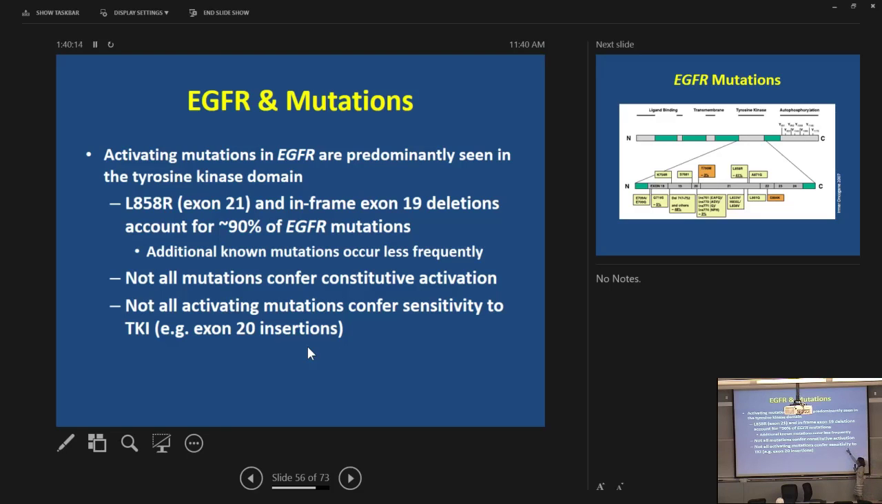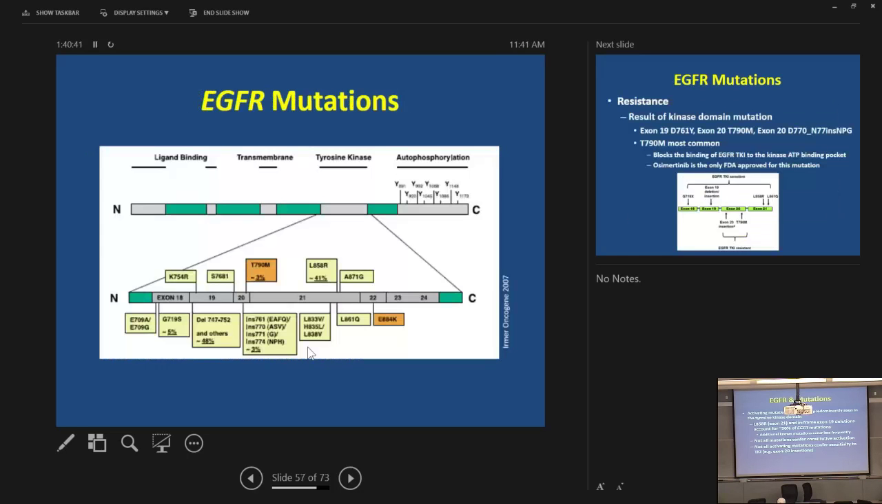But importantly, remember, not all mutations in EGFR are constitutive, and not all activating mutations confer sensitivity to our TKIs. If you've got activating mutations in exon 21 and exon 19, those EGFR drugs are sensitive. If they occur in exon 20, it usually doesn't confer sensitivity. And what do you see here? What is the primary mutation in exon 20?